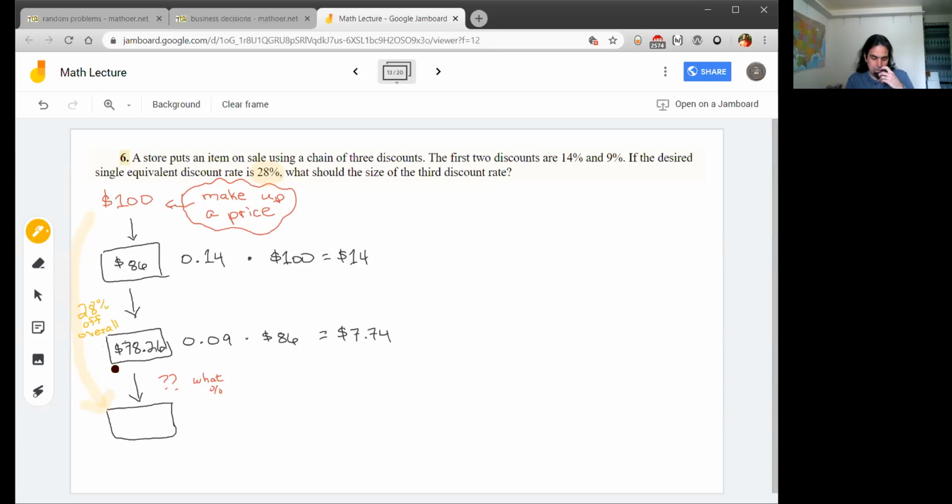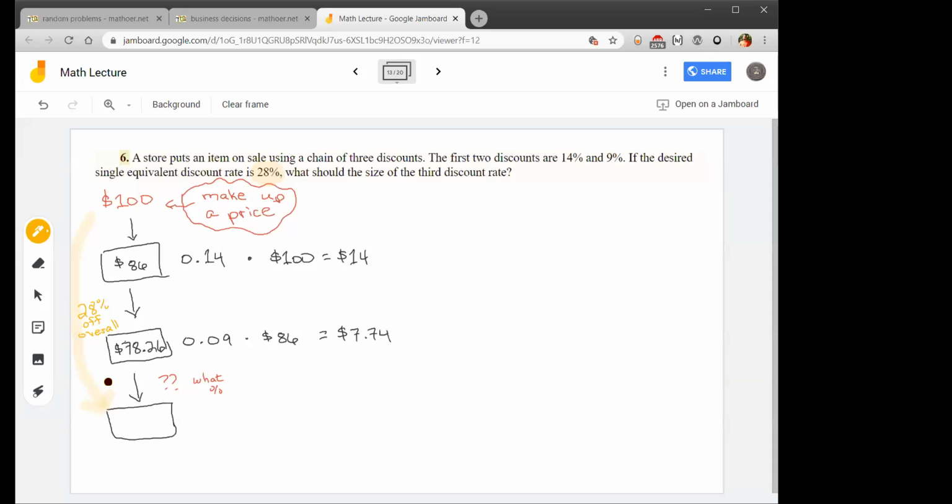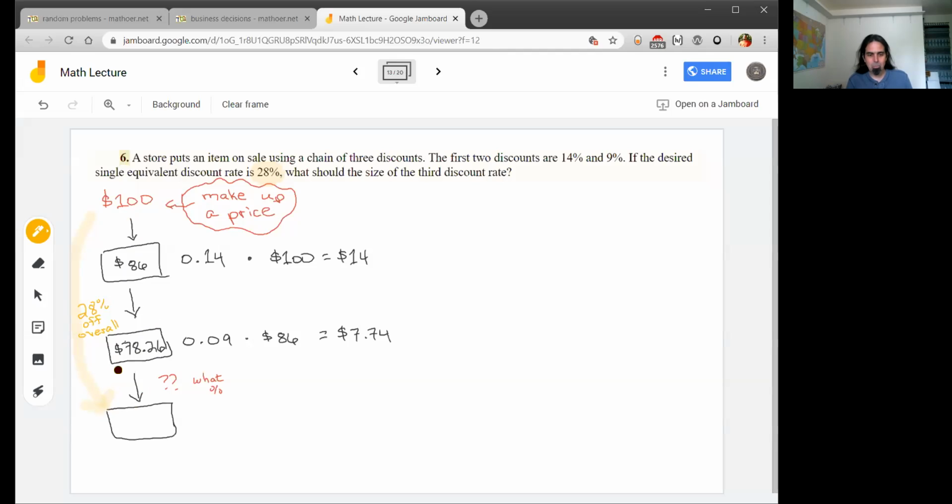Now, you can't just add up percents like that, because remember, the same percent of a bigger number isn't going to be the same, right? So they're not based off the same original. But moving from here to the bottom, what's 28%? 28% of 100.